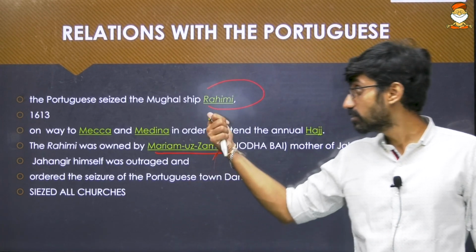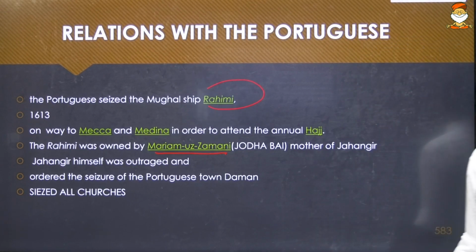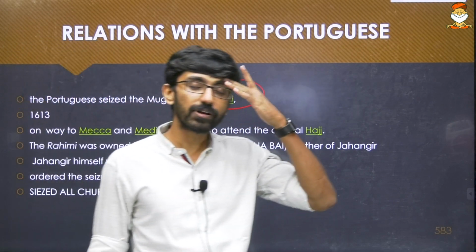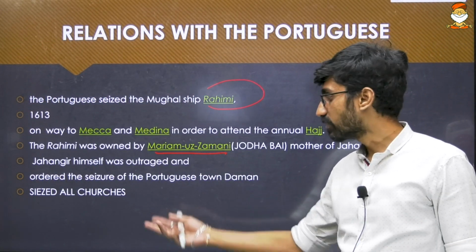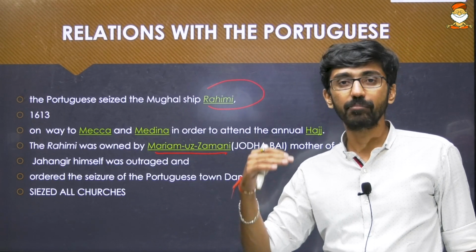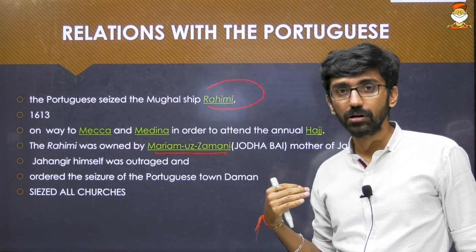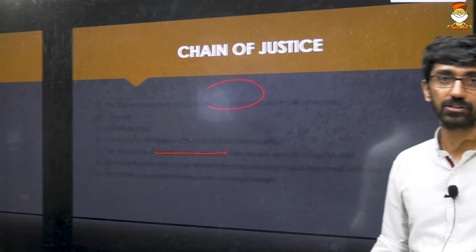So when the Portuguese seized the Mughal ship Rahimi, which was going to Mecca and Medina, and the ship was owned by Jahangir's mother, because Mughal rulers also employed certain ships, and the ships were engaged in trading activities. Now he seized all the churches, because he wanted to make the foreigners follow the rules and regulations of the Mughal land, or we can say Hindustan land.